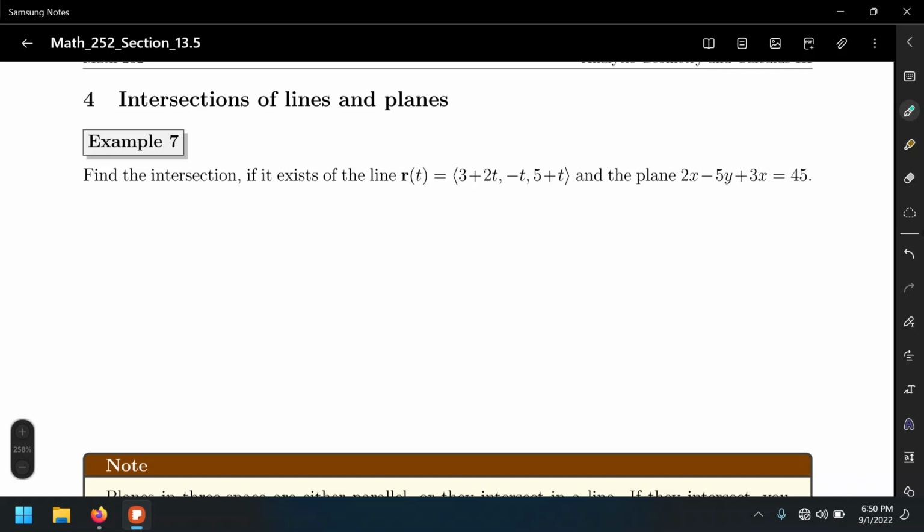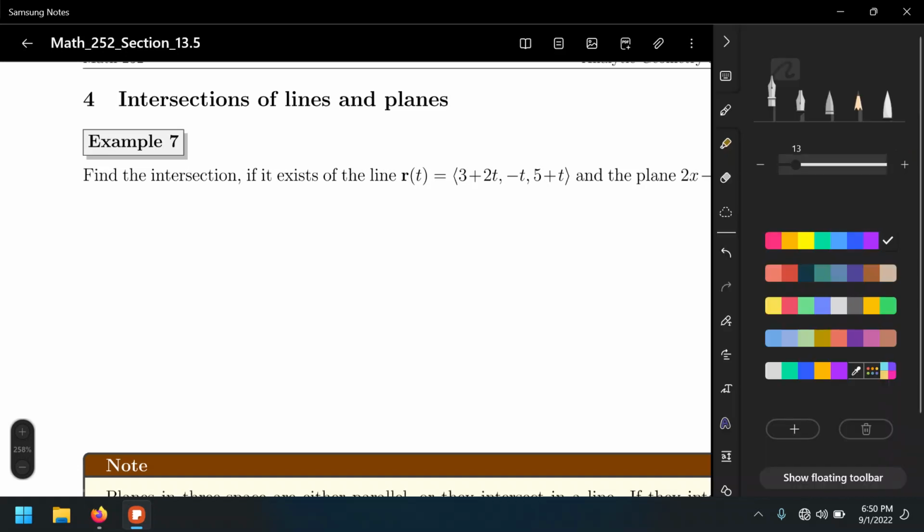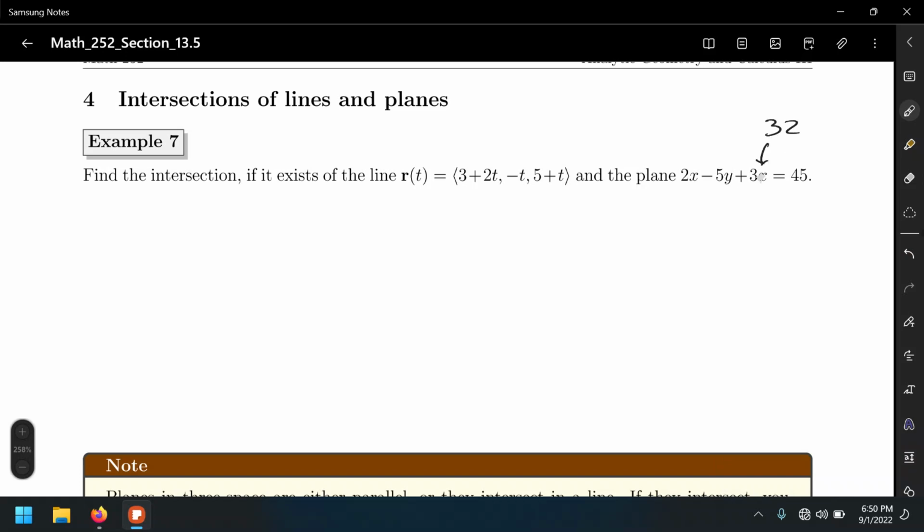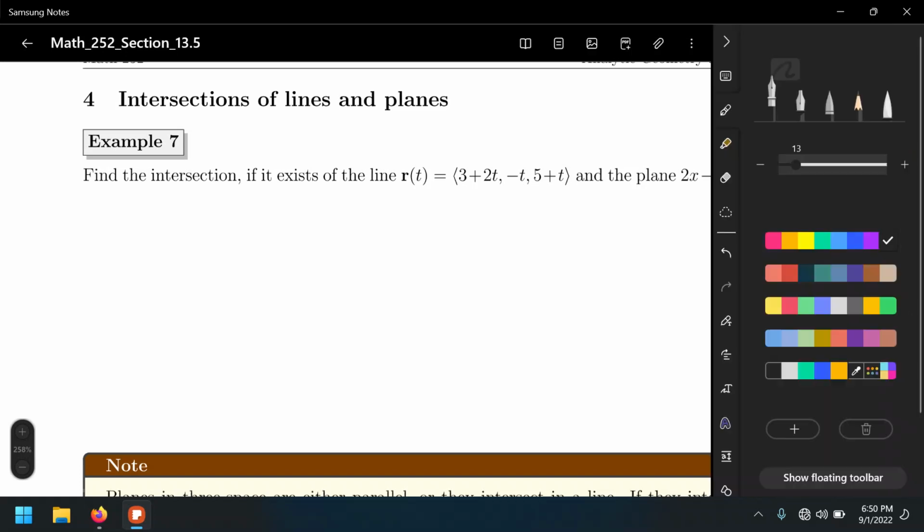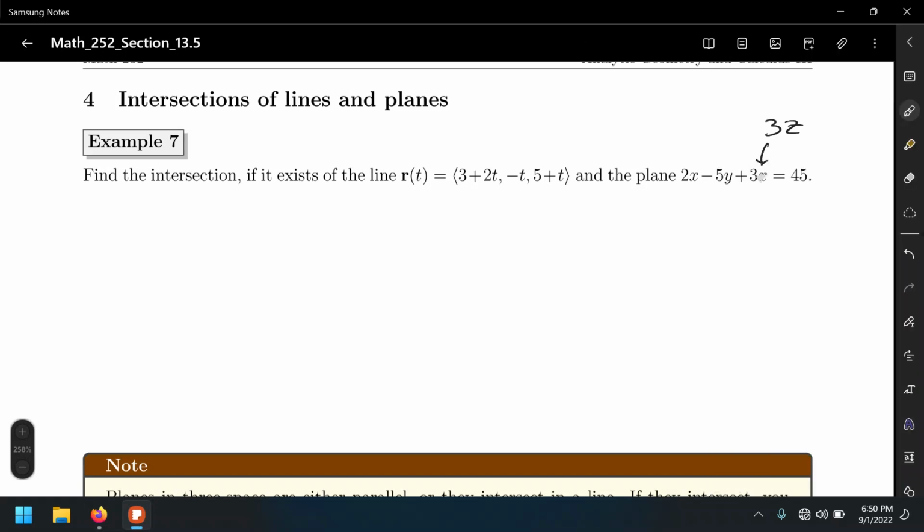So find the intersection, if it exists, of the line r of t equals 3 plus 2t, negative t, and 5 plus t, and the plane given by the equation 2x minus 5y plus 3x equals 45. Yeah, that should be a z. Thank you. I don't know what happened here. Silly typo. This is a 3z, all right?